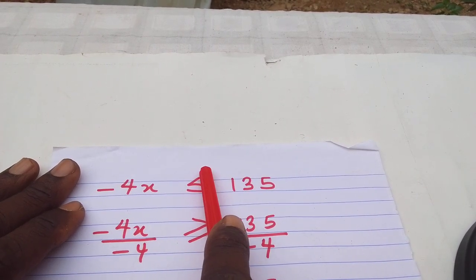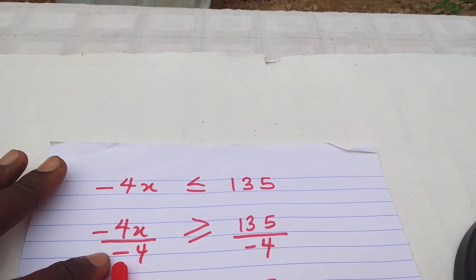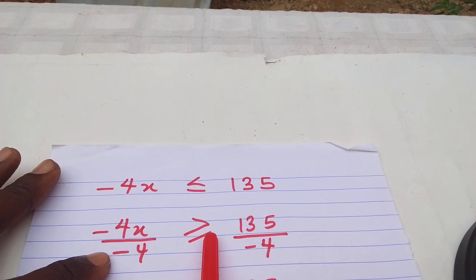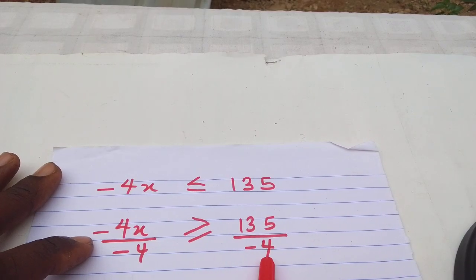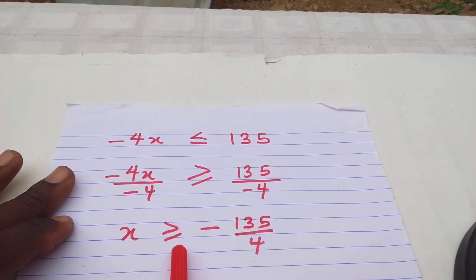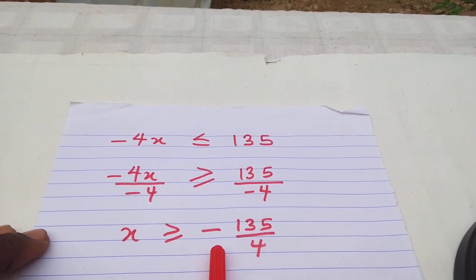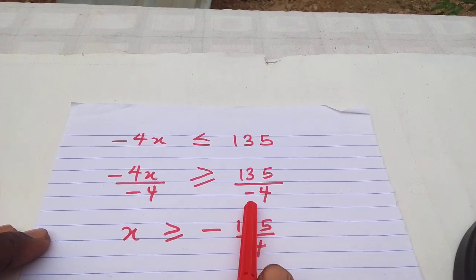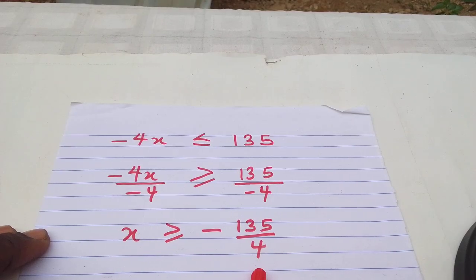Initially this one is less than or equal to, but because I'm dividing by minus 4, this sign will change to greater than or equal to, having 135 divided by minus 4. So your x will now be minus 135 divided by minus 4, plus divided by minus is minus, 135 over 4.